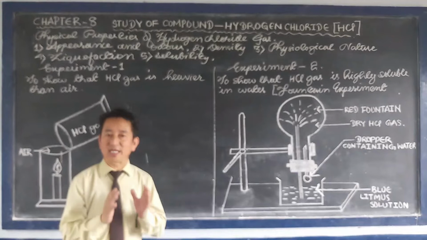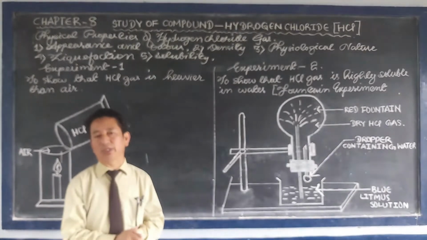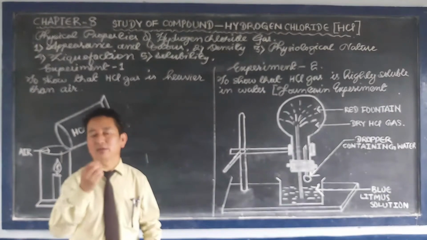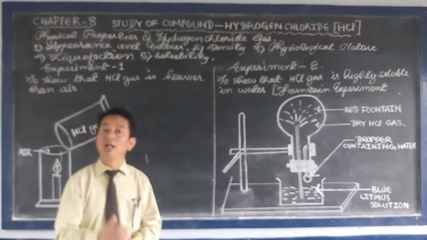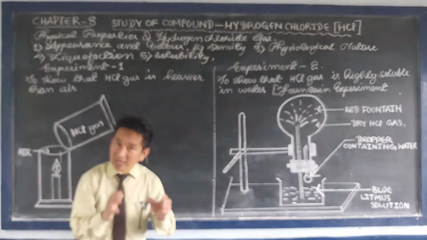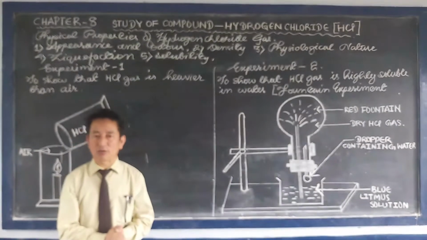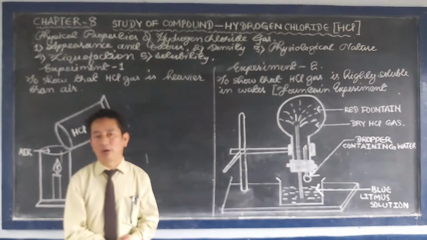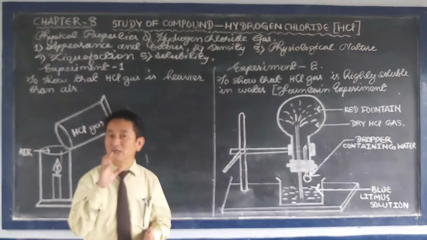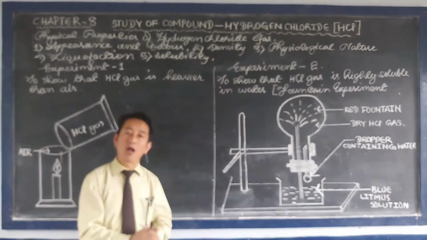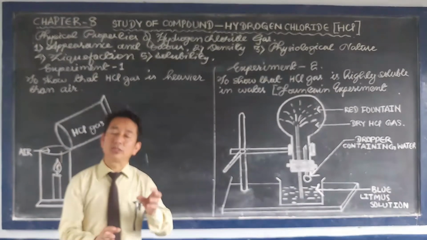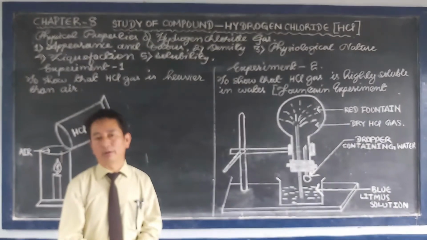Hydrogen chloride gas can be prepared in the laboratory by heating the mixture of sodium chloride and concentrated sulfuric acid at less than 200 degrees Celsius. Explain why concentrated sulfuric acid is used for the preparation of hydrogen chloride gas, because concentrated sulfuric acid is a non-volatile acid. It means that it does not change into vapor.